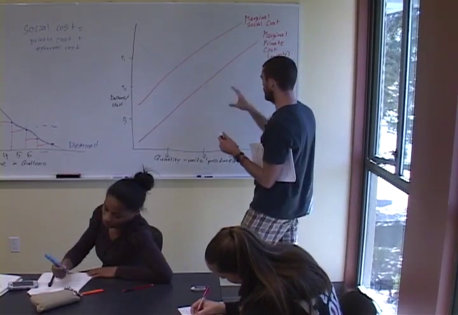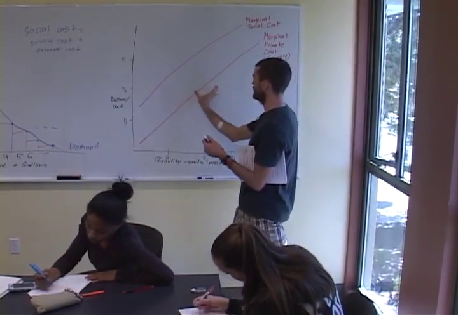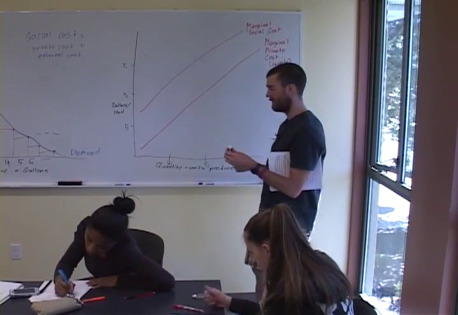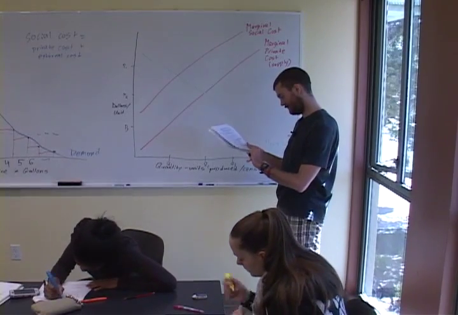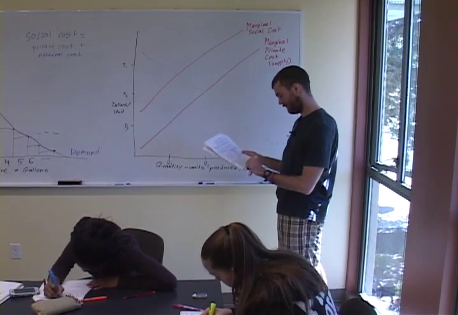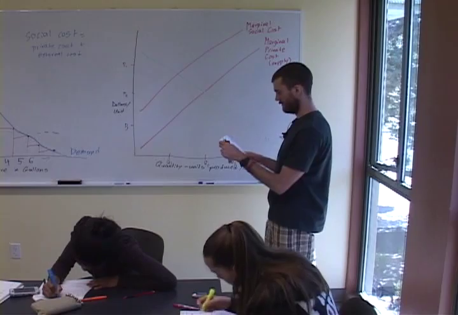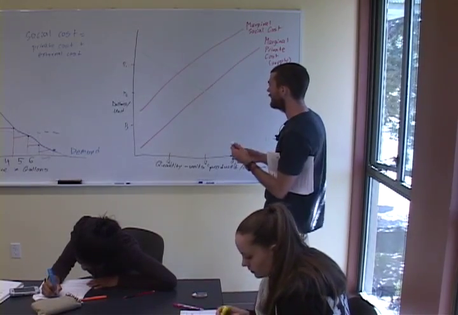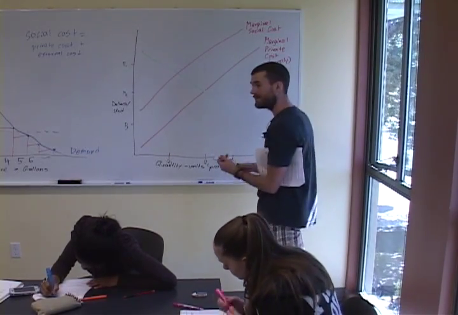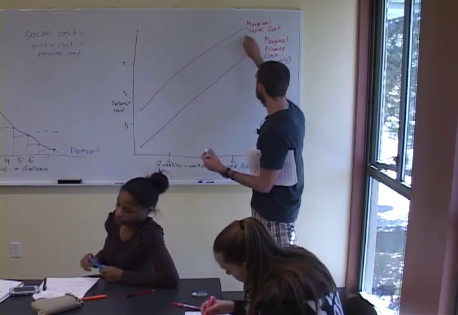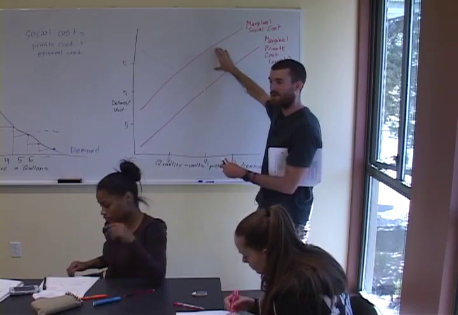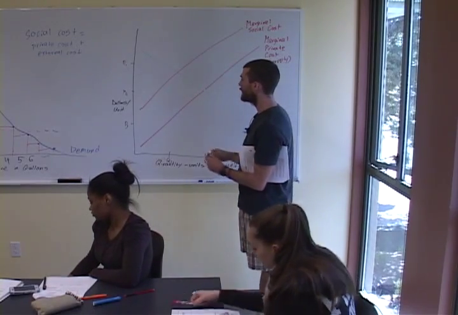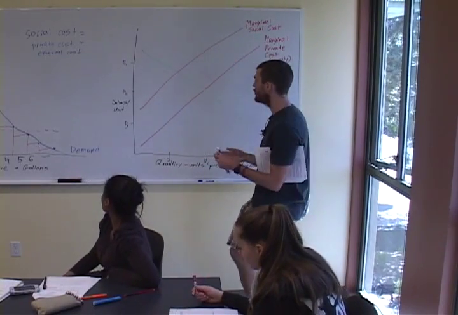And so you'll see that this one is the same thing as the marginal private cost. It's just shifted up to the top. Okay, and then if we had controls in place that internalized this externality, this extra above and beyond the private cost, we would be producing and consuming at a new level.